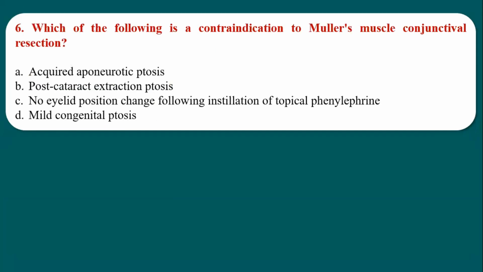Which of the following is a contraindication to Muller's muscle conjunctival resection? Acquired aponeurotic ptosis. Post-cataract extraction ptosis. No eyelid position change following instillation of topical phenylephrine. Mild congenital ptosis.